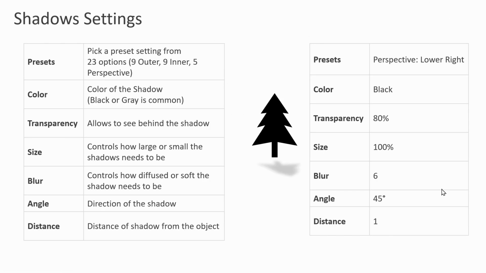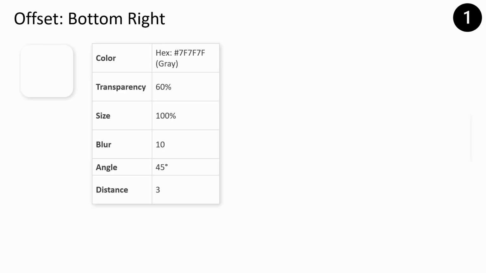Now let's look at each of these 12 presets one by one. First up, we have offset bottom right setting. The color of the shadow is this shade of gray. We use 60% transparency for this. Size is 100%. Blur is 10 points. Angle is 45 degrees. And the distance is 3 points away from the object.